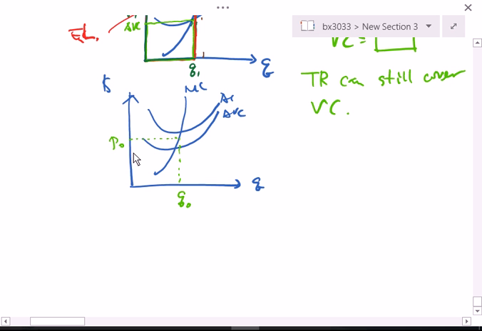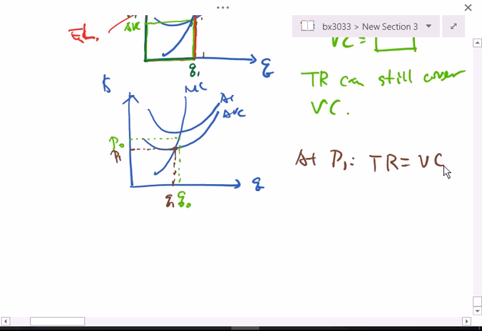Say if price is at this level, the minimum point, then P1, Q1. So now this marginal revenue curve and the marginal cost curve intersect at the minimum point of average variable cost. So now total revenue is just equal to variable cost.